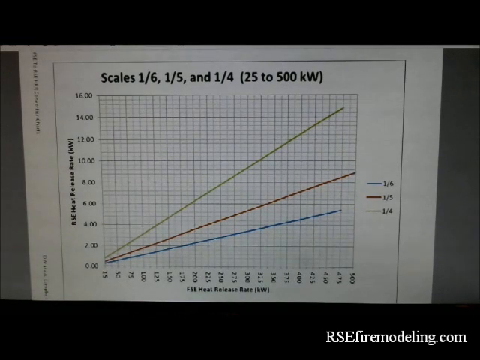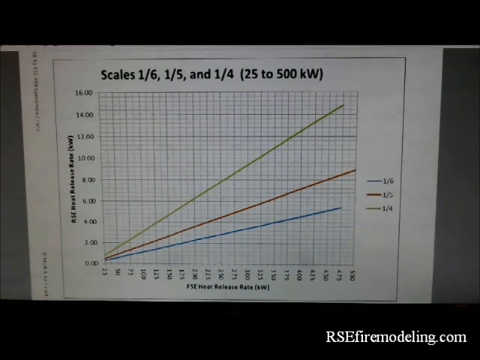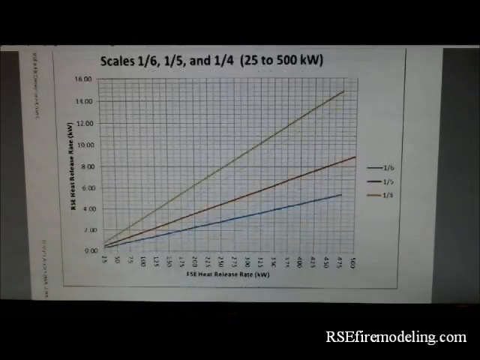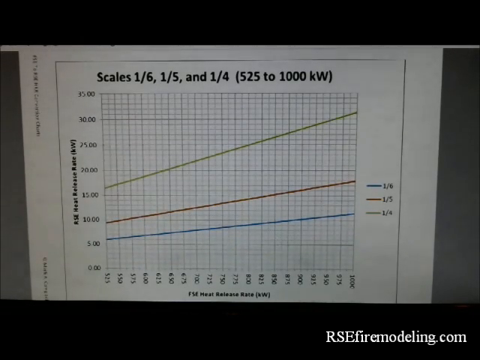So if you recall in our earlier discussion, when we have a 100 kilowatt fire in the full scale enclosure, and we're using a quarter scale, we'll go 100 kilowatts where it meets on the green line, come across, and this halfway point here is 3 kilowatts. This intersection is a little bit above it. So if you recall from our previous chart, a 100 kilowatt fire in a full scale enclosure requires a 3.1 kilowatt fire in the reduced scale enclosure. So this just gives you a little added information that you can use.